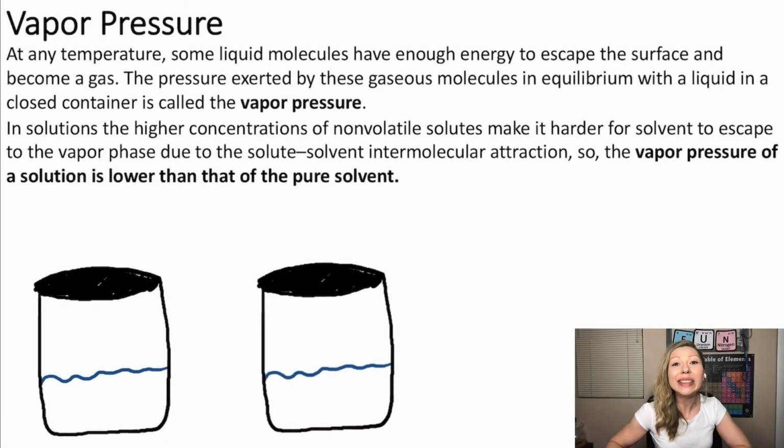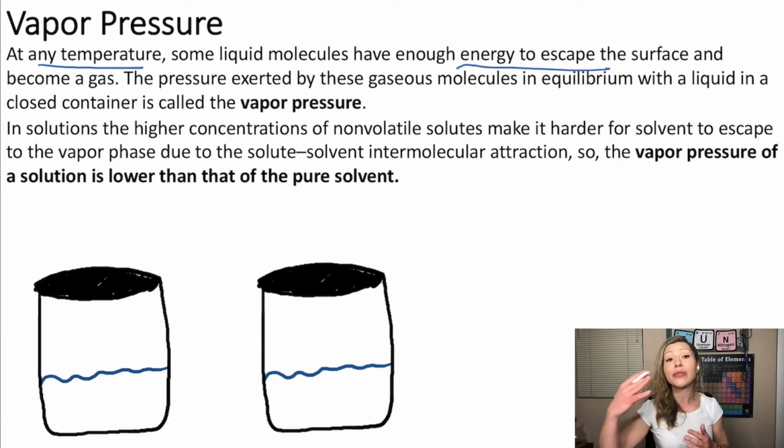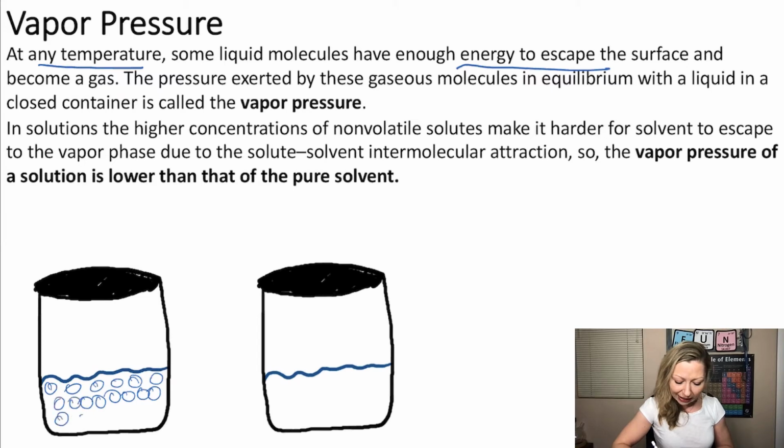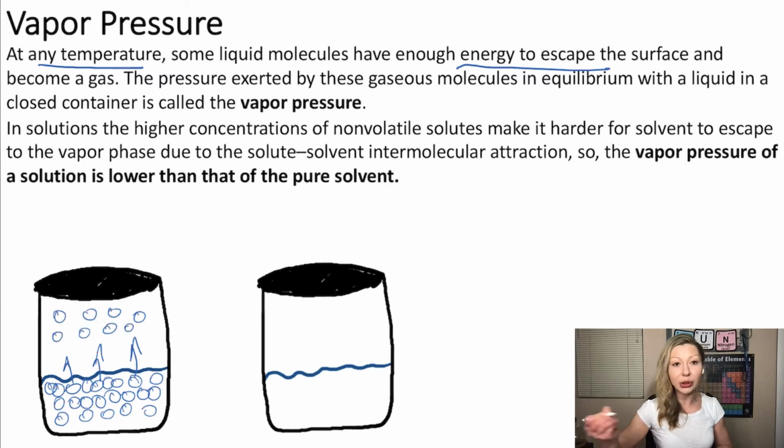Hello guys, let's talk about vapor pressure. So we already know that at any temperature, some liquid molecules are going to have enough energy to escape the surface of the liquid and become a gas. So I have this nice container right here with my water molecules. And some of these molecules, especially on the surface, are going to have enough energy to go to the gas phase, right? And then I'm going to have gas molecules right there.